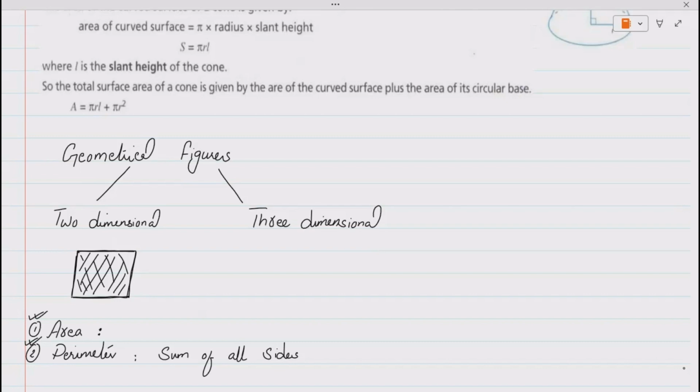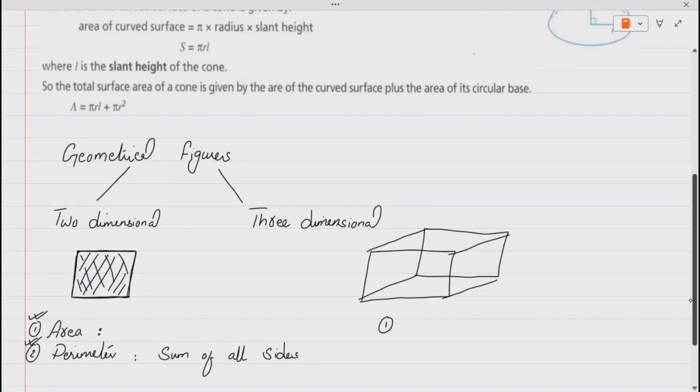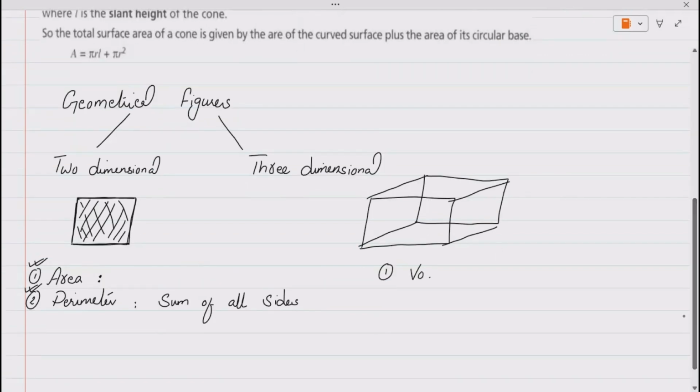But when we talk about a three-dimensional object, as an example we have a cube or a box, any box, right? There are again two properties associated with a three-dimensional object. One is its volume. The volume is the space that the object covers, and another thing is its surface area.